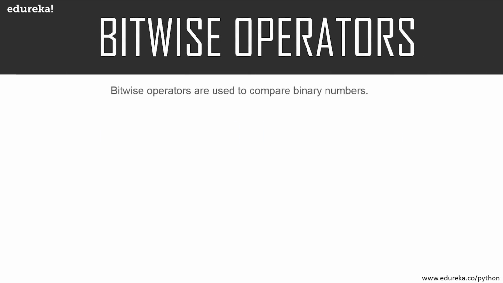So bitwise operators are used to compare binary values or binary numbers. This is a rather difficult concept, guys. I'll be telling you about what binary numbers are first, and then we'll be moving on to the bitwise operators that we have in Python.